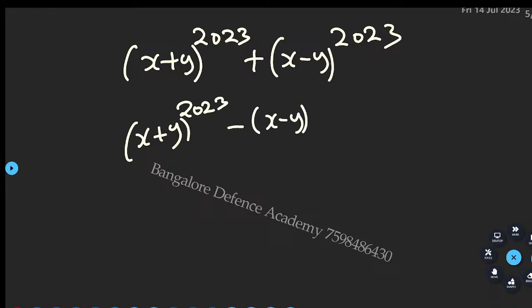x minus y to the power of 2023. Number of terms. Yeah, first one what you will do? n plus 1 by 2. So it is 1012, correct? And what about the next one? Okay, so this is n by 2, no?